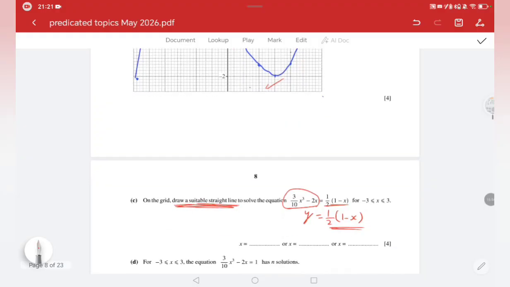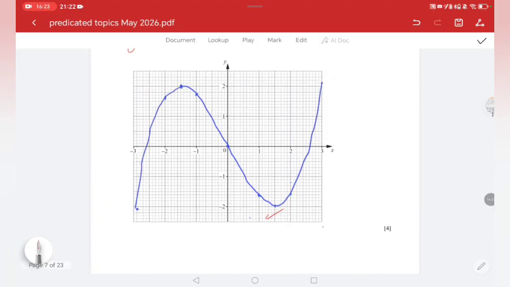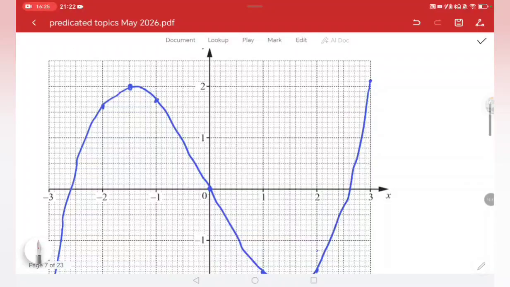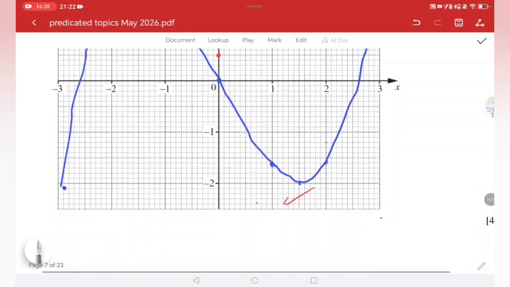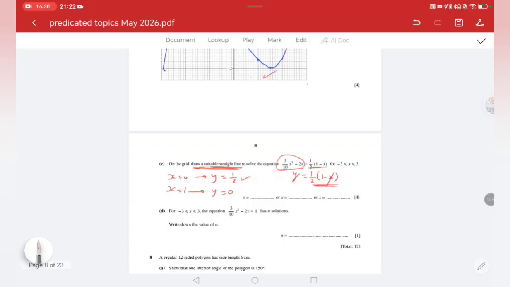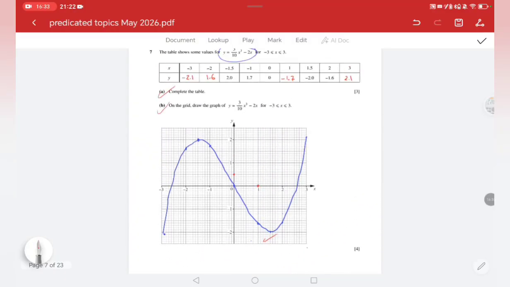Okay, how can I draw this one? Substitute any 2 points. Let's say x equals to 0. At x equals to 0, y equals to 1/2. Okay, let's say x equals to 1. So 1 minus 1 is 0, so y equals to 0 in this case, because 0 times 1/2 is 0. So the 2 points we have are 0, 1/2, which should be in the middle, and 1, 0, which should be here.